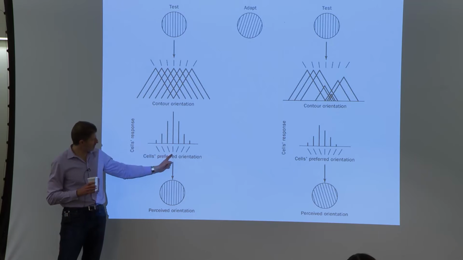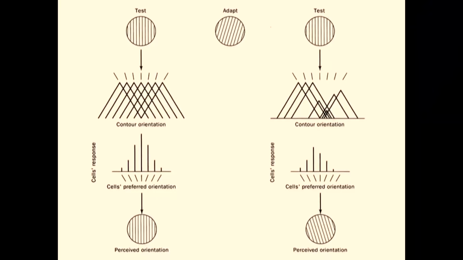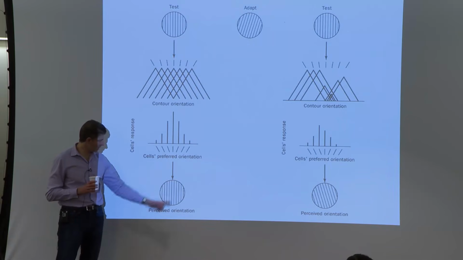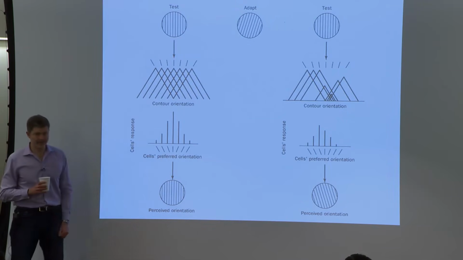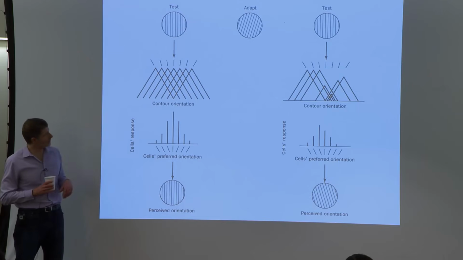The hypothesis is that there is a mechanism that analyzes this population response, detects the peak, understands that the peak is occurring at a neuron whose preferred orientation is vertical, and that causes you to perceive a vertical orientation. So that's what we think happens normally.